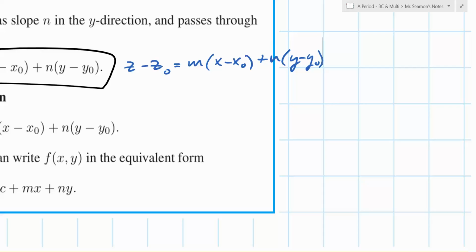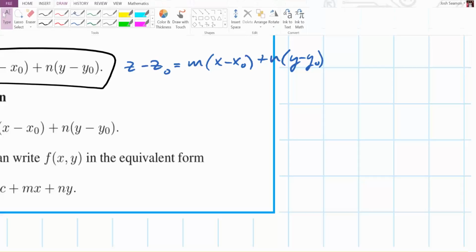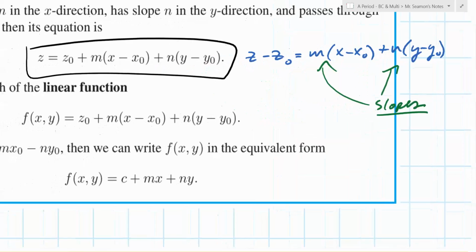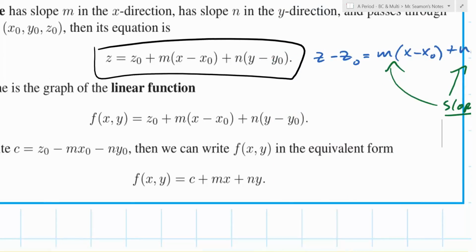In each instance, what's being subtracted from z? Z naught. What's being subtracted from x? X naught. So it's a direct extension. What we're going to focus on now is the difference between m and n, because effectively we now have two what? These are both slopes, exactly. So we have to be very, very careful.